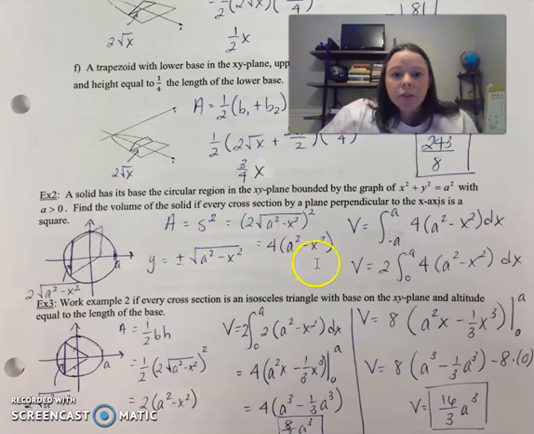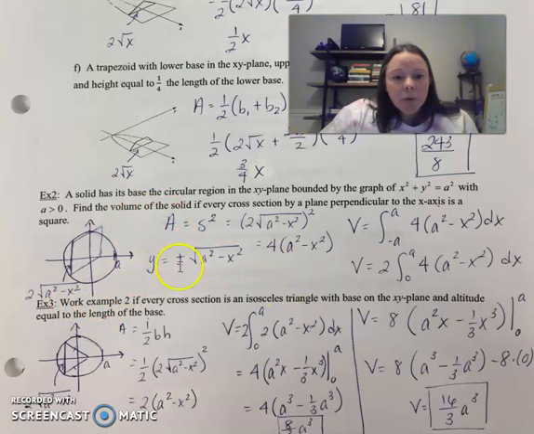All right, and then I just cleaned it up a little bit. And then we're ready to plug it in. And then the volume is going to be this integral from negative a to a of our area formula dx. And then we use that symmetry trick. Since this is definitely symmetric, we can go 2 times the integral from 0 to a and write it that way. Okay.